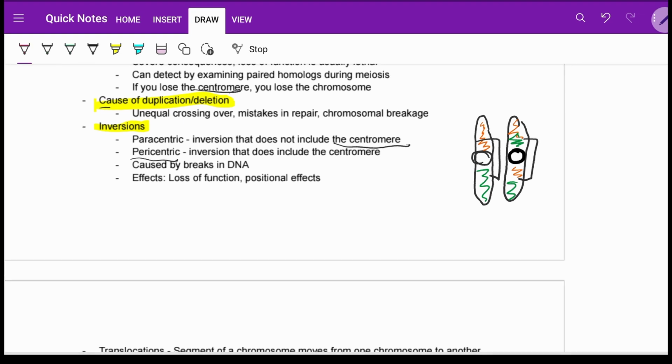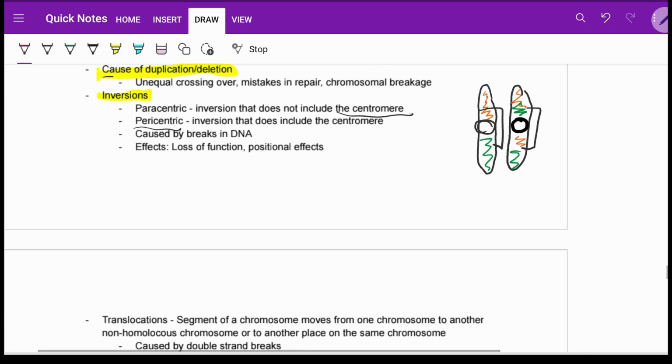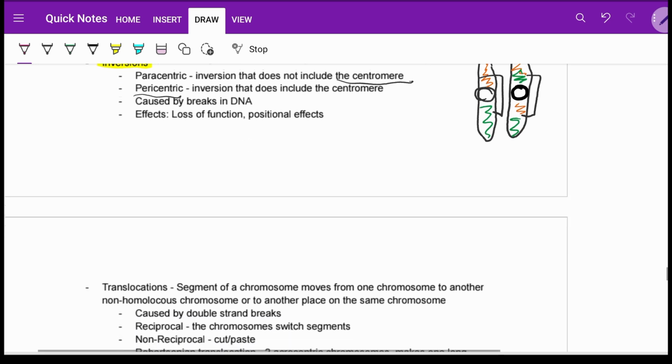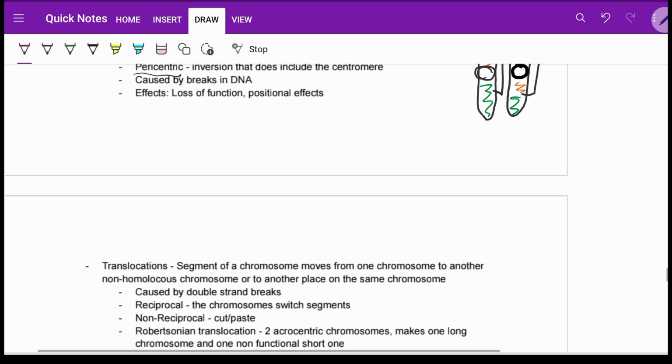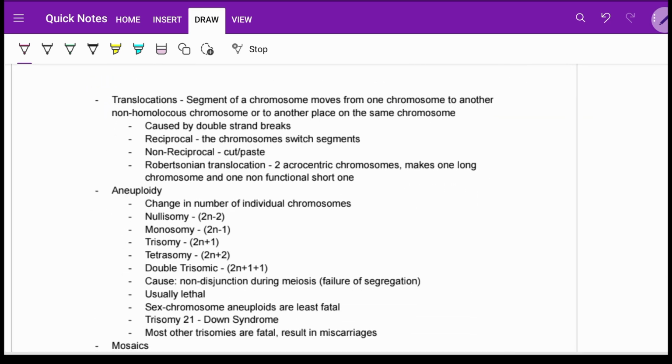Okay, so yeah, that would be a pericentric inversion, and then a paracentric one would just be that, but without the centromere. So we would just invert a segment of the DNA, but that would not include the centromere, so it'd be either more towards top or more towards bottom. And this is caused by breaks in the DNA. It can have loss of function effects, positional effects. That's inversions. You also have translocations.